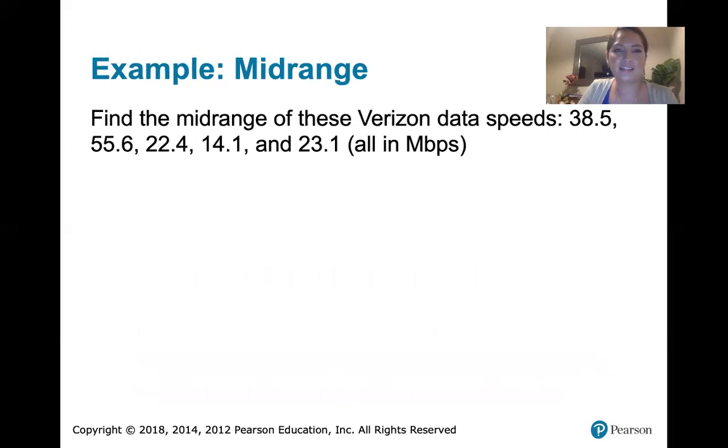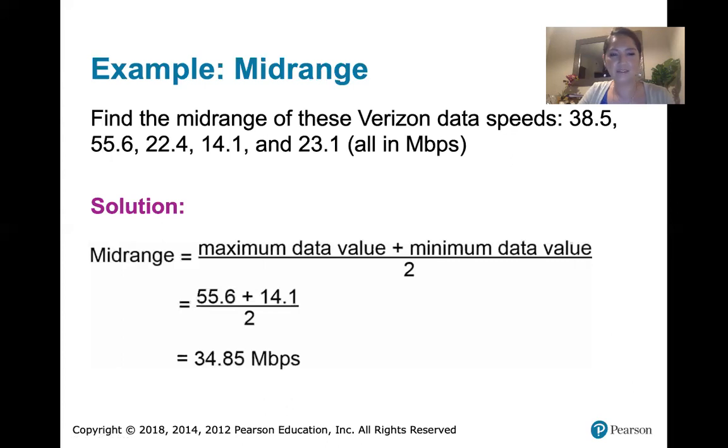So here we're going to calculate the midrange of those Verizon data speeds again. So we'll look for the minimum value, that's 14.1 megabits per second, and the maximum value is 55.6 megabits per second. Add them together and divide by 2, you get 34.85 megabits per second.